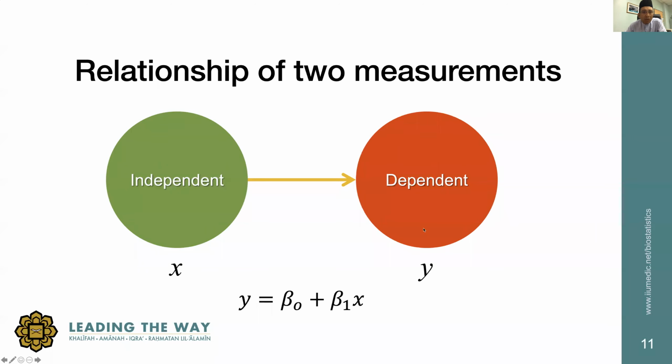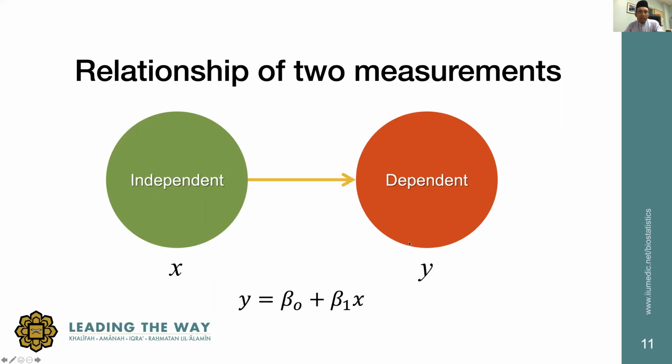Obviously, you have only one y here and one x. In reality, there can be multifactorial, multiple independent variables. So you can have only one y here and many x's: beta 1 x1, beta 2 x2, beta 3 x3, and so on. So you are now doing multivariate analysis. This is bivariable analysis, only two variables.